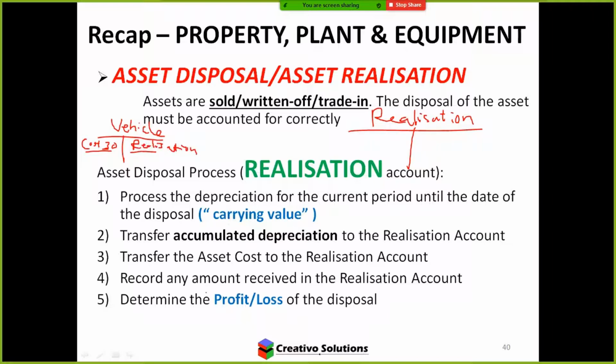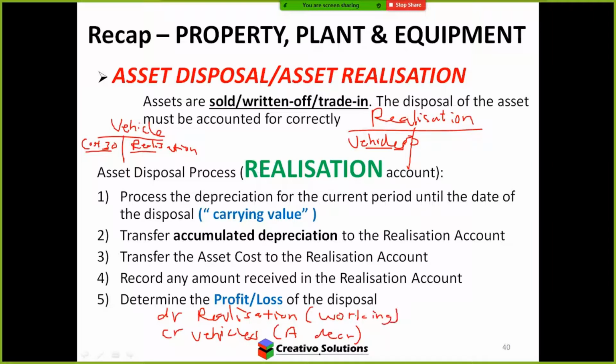Okay, so if you're looking at the journal entry, the journal entry would have been credit, vehicles, okay, asset decrease, and then the debit would have been here. Vehicles, and then you'd show the 30. Okay. All right, so then you'll have a debit for realization or asset realization. Okay, this is a working account. It's not an accounting element. All right, so you have to have a debit, you have to have a credit.